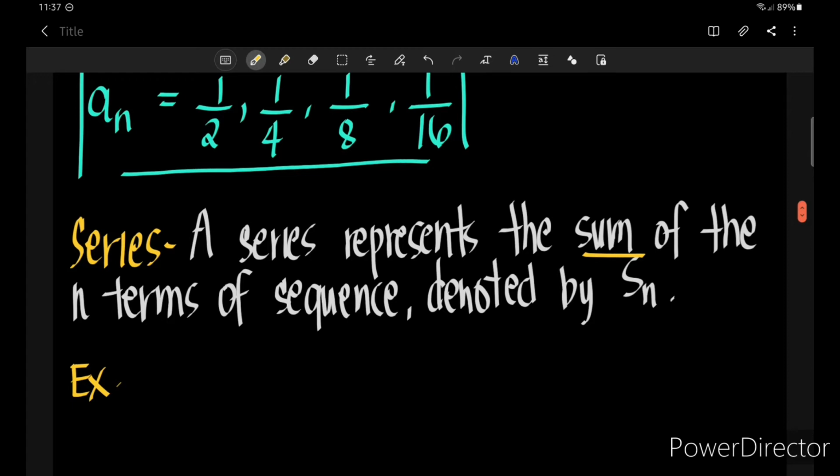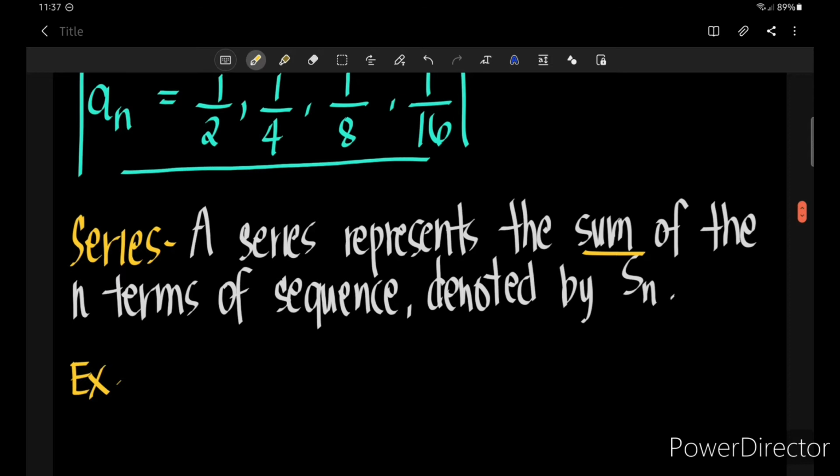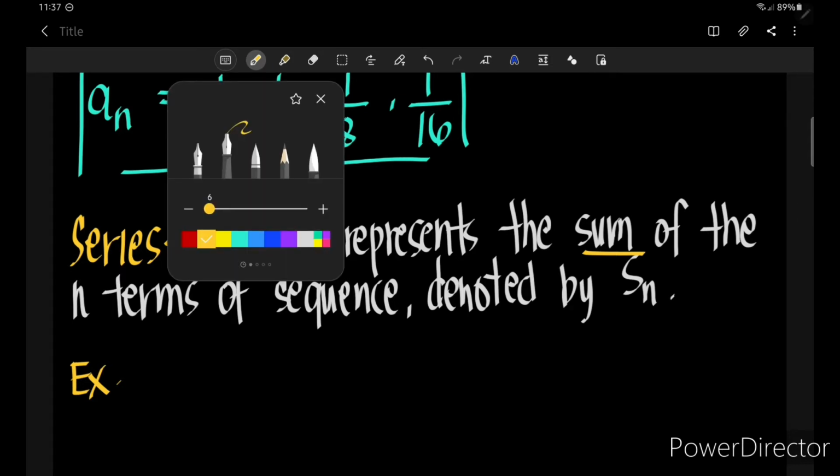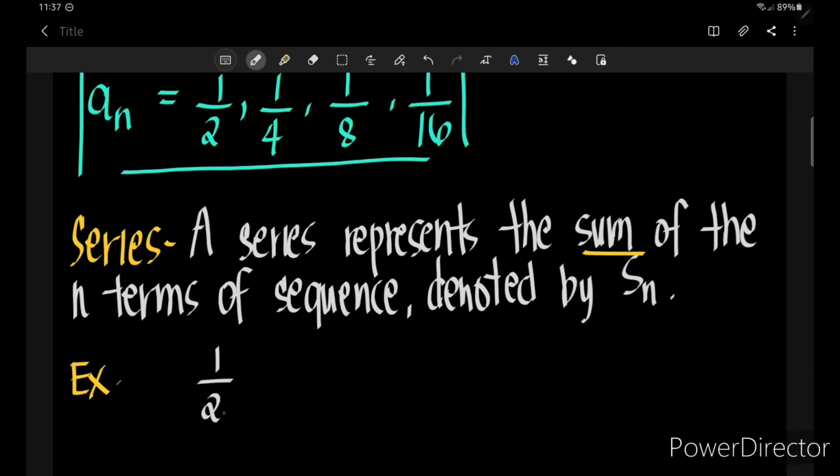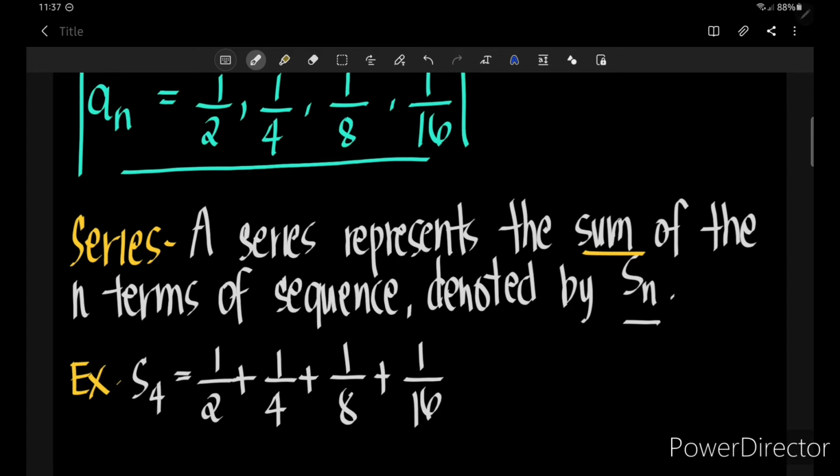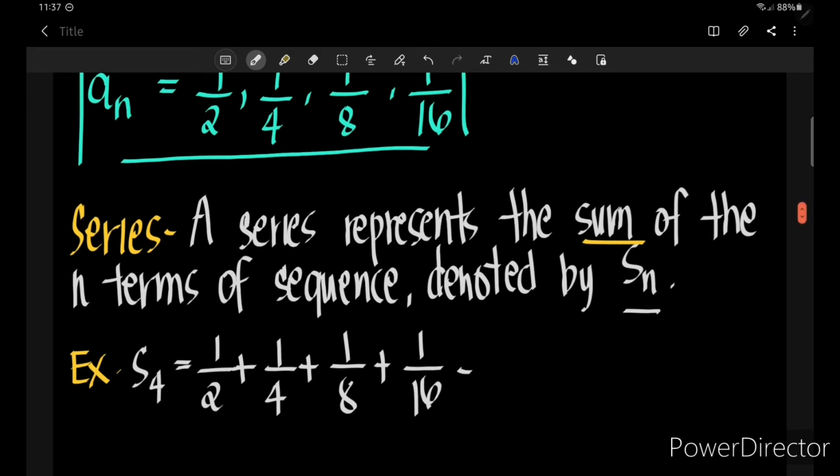It is expressed by the symbol addition operation or yung cross. So, yung 1 half, 1/4, 1/8, 1 over 16, gagawin lang natin siyang ganito. Okay. 1 half plus 1/4 plus 1 over 8 plus 1 over 16. And its symbol is s sub n. Since we have 4 terms, the value of n is 4. So, we have s sub 4. And you can verify that the sum of these terms is 15 over 16. And that's the series.